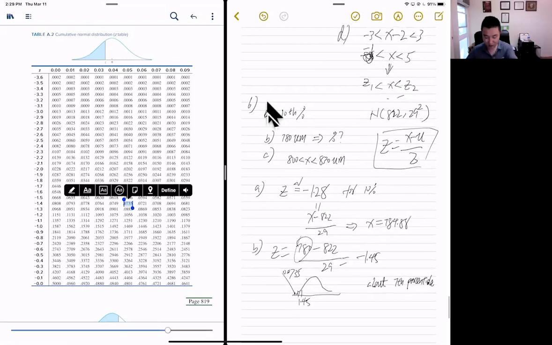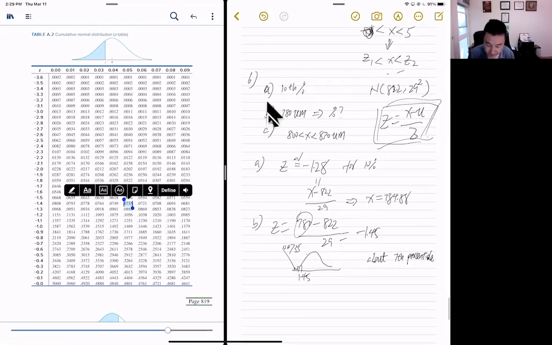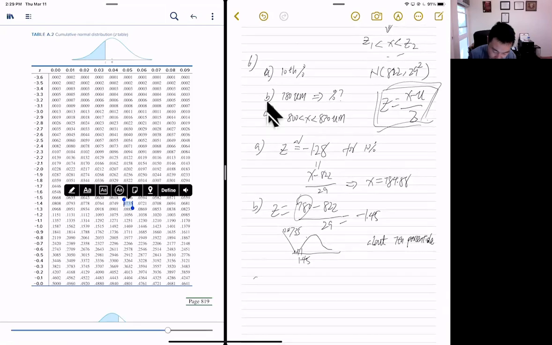Right, so we use the same equation. Depending on what the question tells us, sometimes it tells us the percentile. From there we get a z-score, and then we can calculate x. Sometimes it tells us about x, we can calculate the z-score, and then we calculate the probability. Same idea.